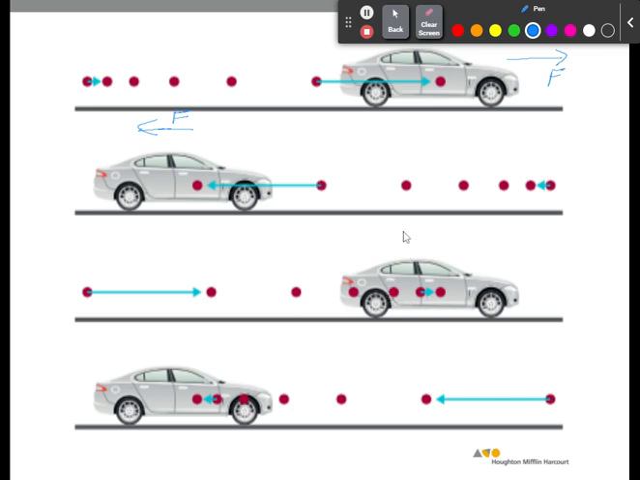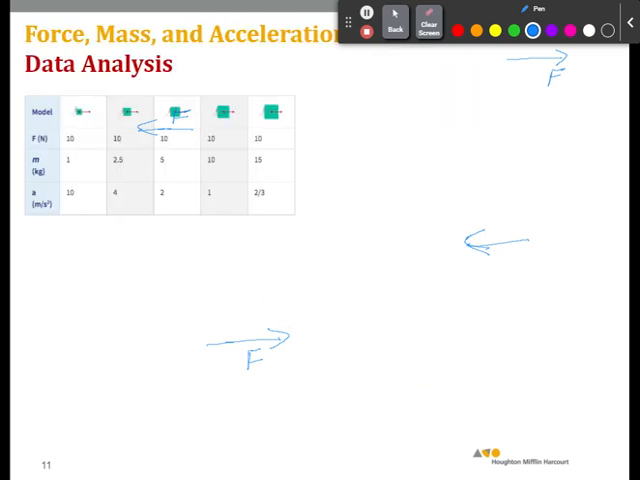In the third one, we see it going forward but slowing down, so it has a net force slowing it down. The net force is opposite the direction of motion. And here in the last image, we see it going in reverse, but also slowing down. So that means the net force is in a forward direction. Notice the direction of the force is the same as the direction of the acceleration.